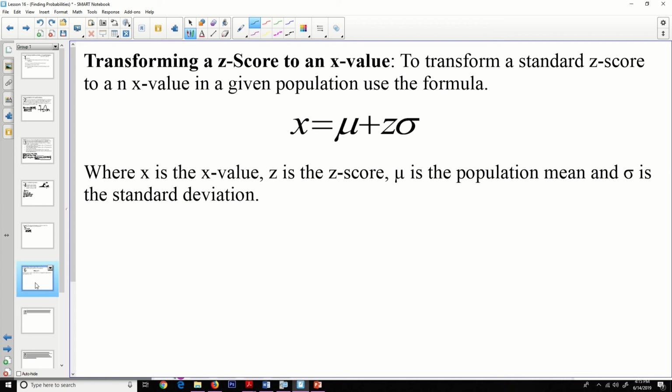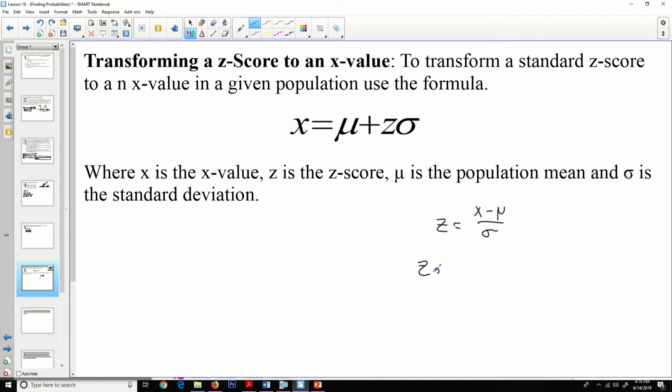To transform a standard z-score to an x value in a given population, use the formula where x is the x value, z is the z-score, mu is the population mean, and lowercase sigma is the standard deviation. This may not look familiar, but it's actually a fairly easy equation, because the z-score equation was the x value minus the mean over the standard deviation, and all we're doing here is solving for x.